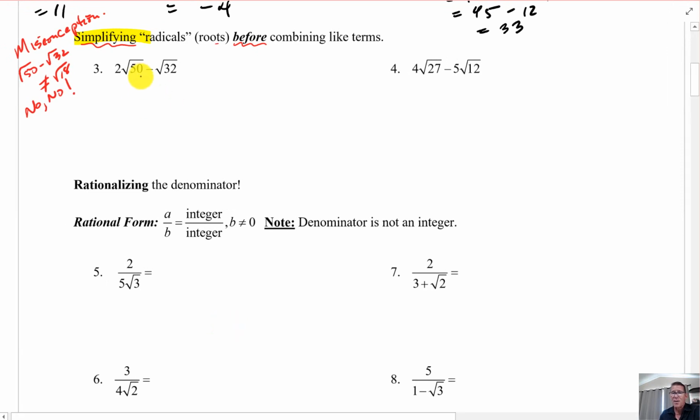So listen, factors of 50 are 5 and 10 and 25 and 2, and you want to pick 25 and 2 because 25 is your square. So root 25 times root 2. Now 32 has a lot of factors, right? So this is 1 times 32, 2 times 16, 4 times 8. So we'll use the factors of 2 and 16. So root 16 times root 2. Why? Because 16 and 25 are squares.